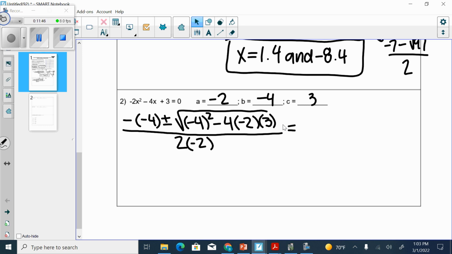So, now looking at my problem, out here in front, I had -4, right? Well, 2 negatives make a positive. Okay, so I've got 4 plus or minus the square root of, when we typed all this in our calculator, what did it become? 40. All over 2 times -2. Well, what is 2 times -2? -4.